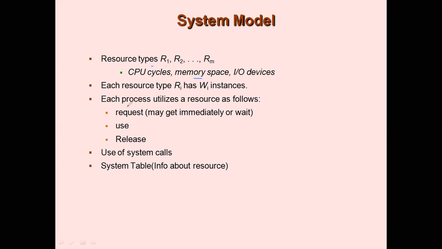Each process utilizes a resource as follows. You know that a process requests a resource. So it may get the resource or it may not get the resource, that is, it goes into a waiting state. It uses the resource, and after it uses it, it releases the resource. This request and release can happen through various system calls. You have already seen wait and signal system calls, right? So it can happen through wait and signal also. And there is a system table which keeps info about the resources that are held by the processes or the resources that are available. So all this information will be stored in the system table.